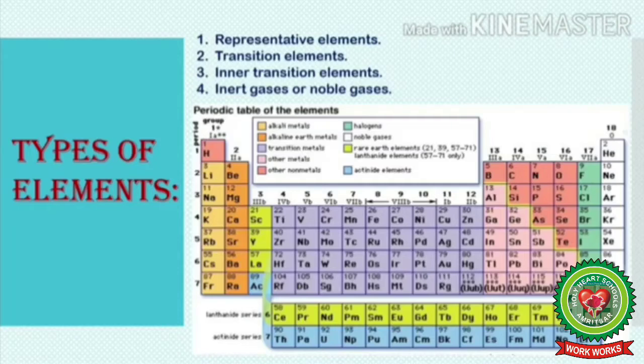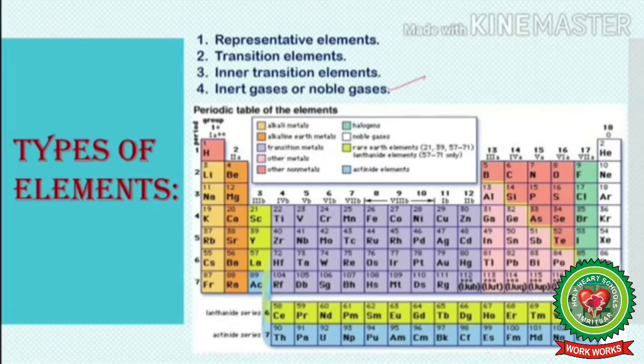Now, the elements of group 18 are called inert gases or noble gases. We will study group 1, group 2, group 17 and group 18 in detail later in this chapter.